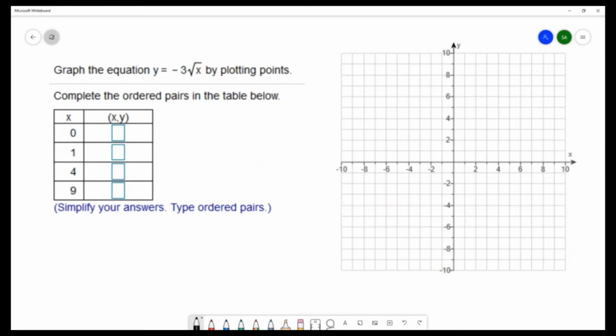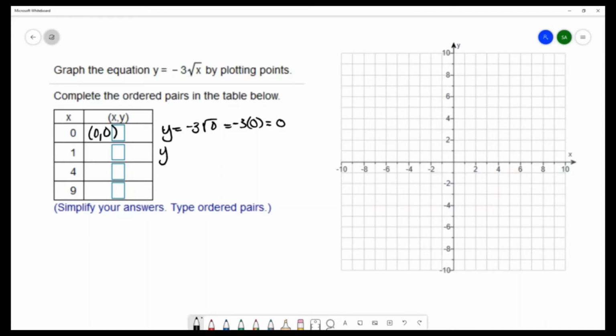So if we substitute a 0 into our equation, we would have y equals -3 square root of 0. The square root of 0 is 0, and -3 times 0 is 0. So our first ordered pair is the ordered pair 0, 0. We'll do the same thing with the remaining ordered pairs.